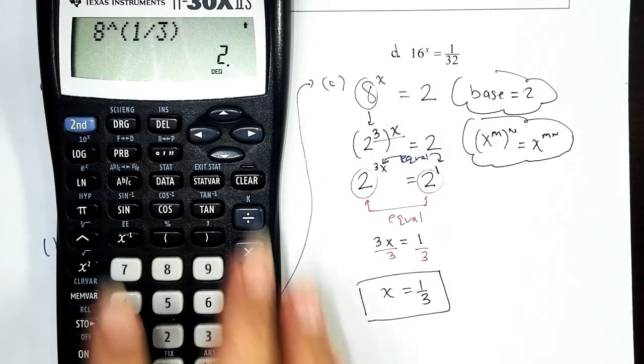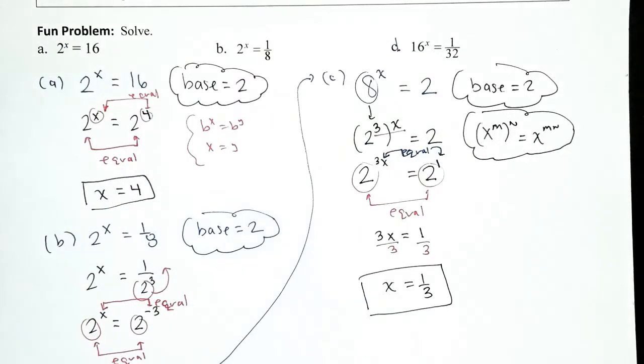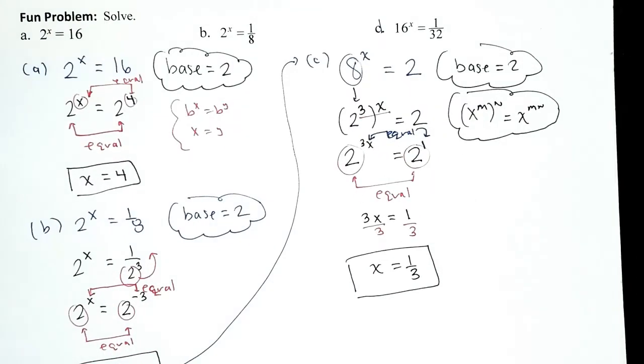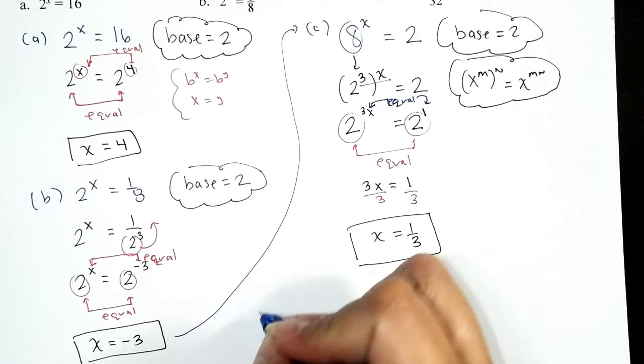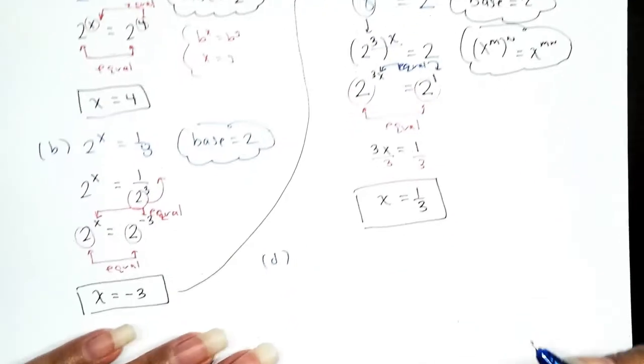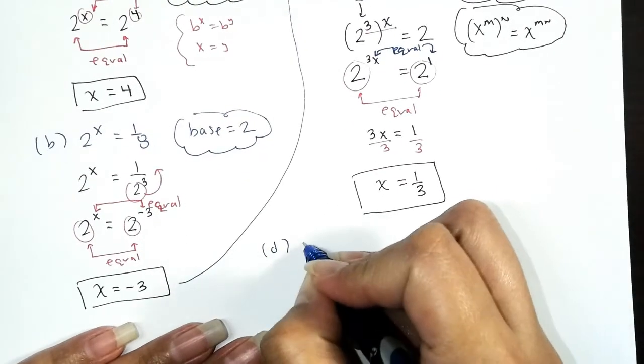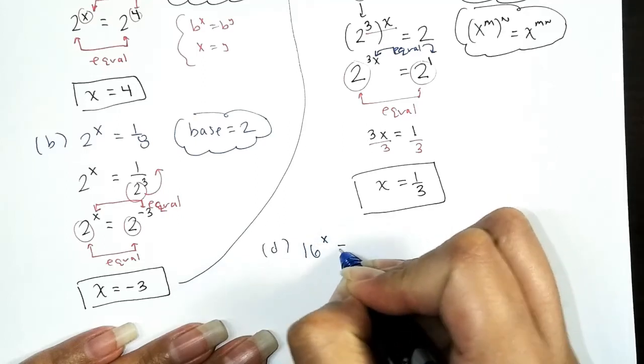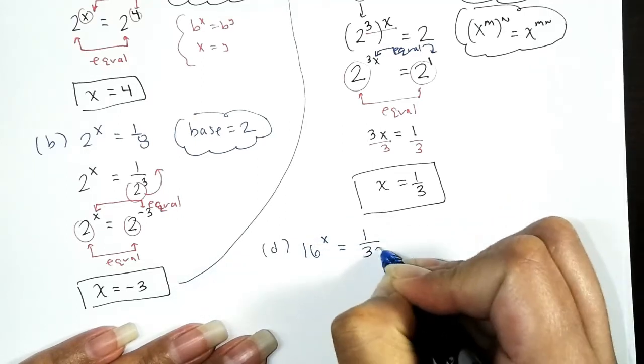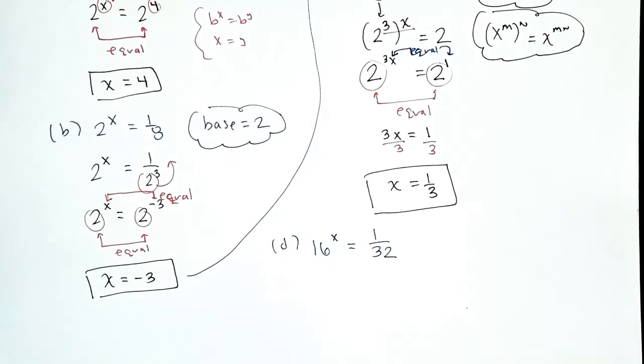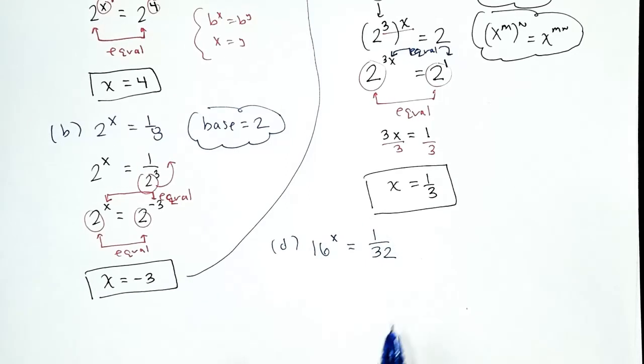Okay, let's go ahead and do our fourth and final problem. Maybe I can squeeze it in here. Save a tree or two. Problem D, we have 16 raised to the x power equals 1/32. Base on the left is 16, base on the right is 1/32. But in this case, I don't think we can write 1/32 as a power of 16, so base 16 is not going to fly.